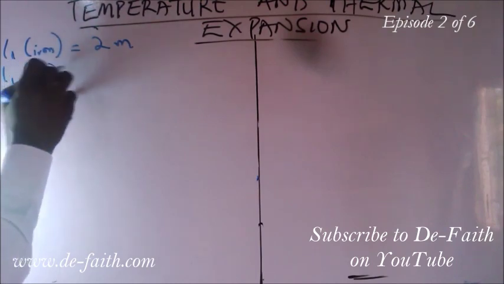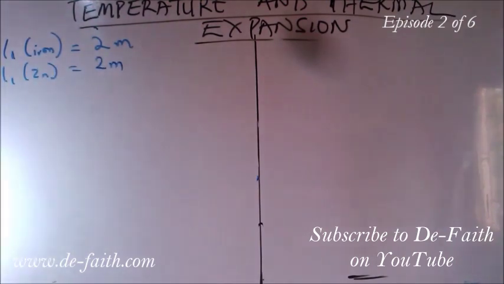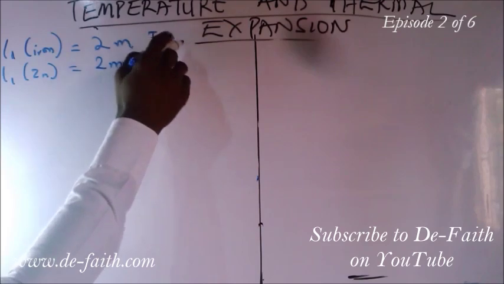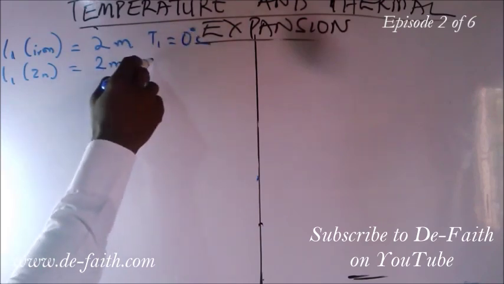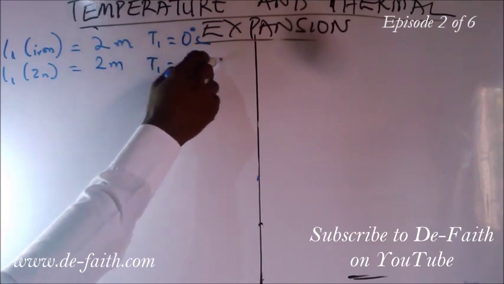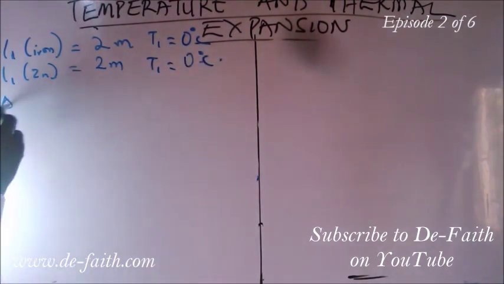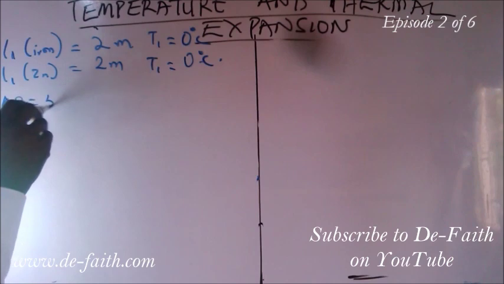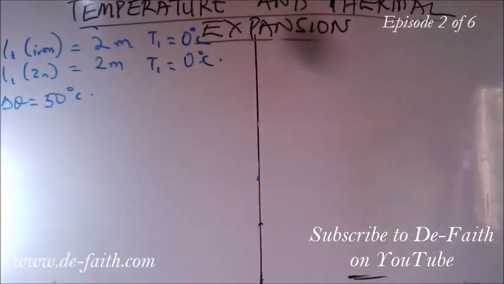Alright, so first, we're told that the initial length of iron is 2 meters and the initial length of the zinc is also 2 meters. The initial temperature of iron is 0 degrees Celsius. The initial temperature of zinc is also 0 degrees Celsius. Now, the change in temperature of both of them is 50 degrees Celsius. Now, it was found that at 50 degrees Celsius, the zinc rod is found to be longer by 0.181 centimeter.